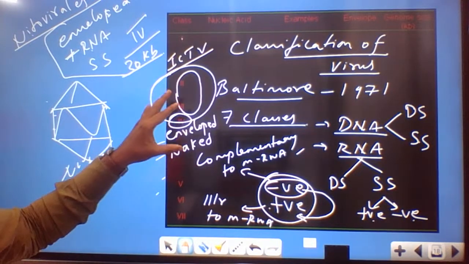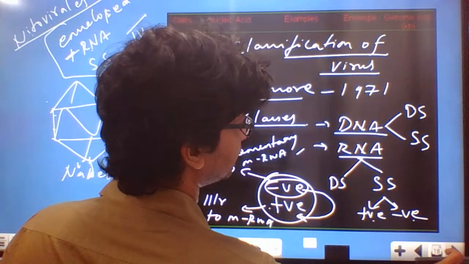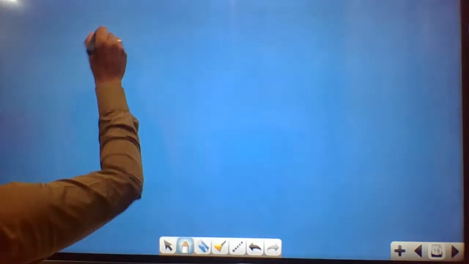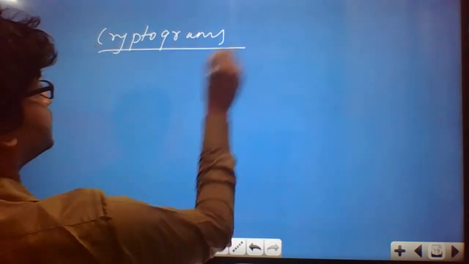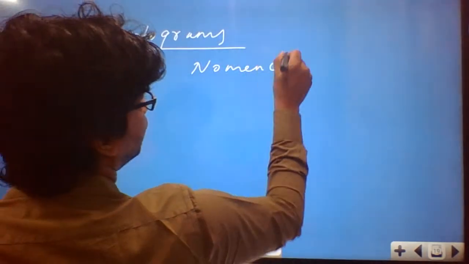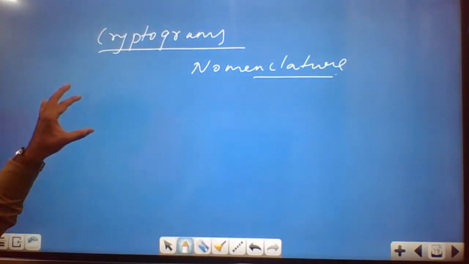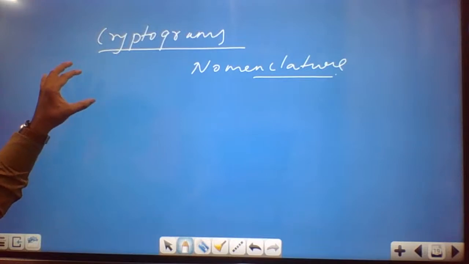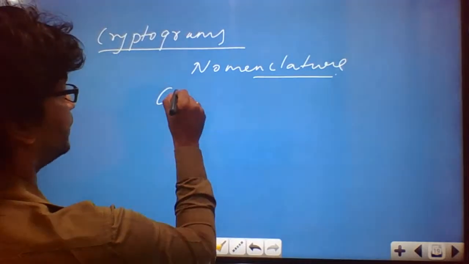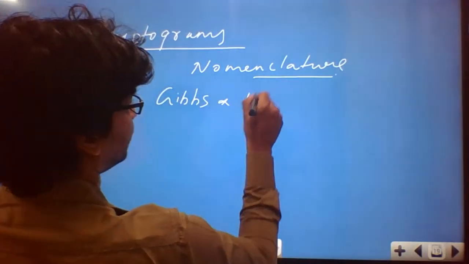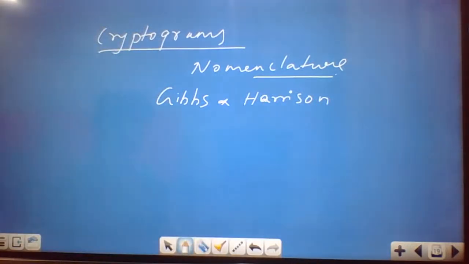Fine. We are done with the classification, and then we move on to the nomenclature. Nomenclature we call cryptograms. What do you mean by cryptogram? Usually, how can the nomenclature of a virus be given? The first nomenclature, the cryptogram of viral particles, was proposed by Gibbs and Harrison. This nomenclature has been given by them.